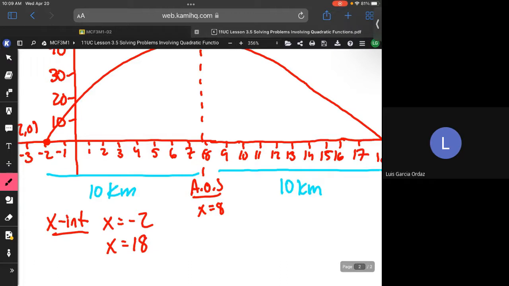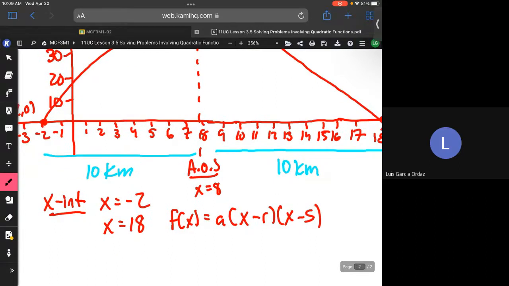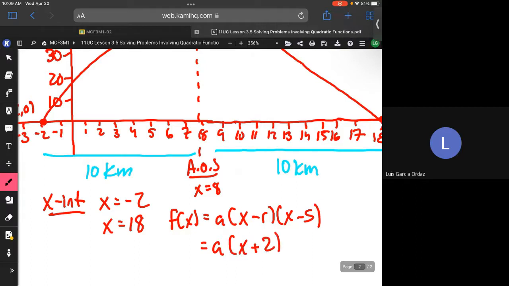If I were to put these back into an equation, how would they look in their brackets? Remember, we have f of x equal to a times x minus r and x minus s. For negative 2, would it be x plus 2 or x minus 2? Plus. What would my next one be? Would it be x minus 18 or x plus 18? x minus 18.